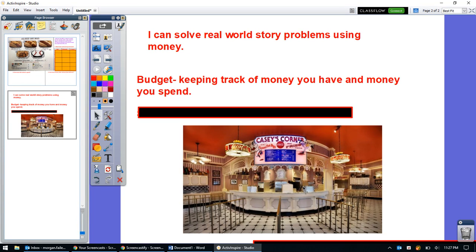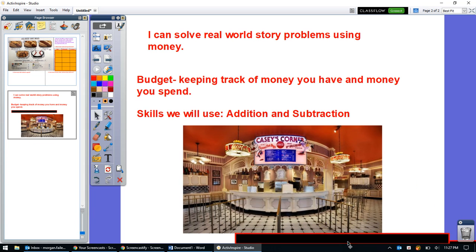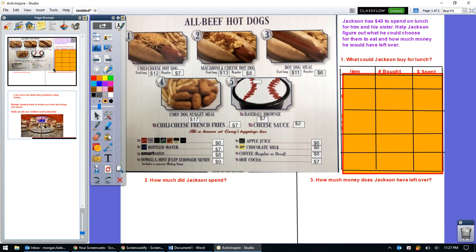In this problem, we're going to help Jackson buy lunch. In order to solve this, we are going to use addition and subtraction. So let's take a look. Here we have the menu at Casey's Corner. And the problem says Jackson has $40 to spend on lunch for him and his sister. Help Jackson figure out what he could choose for them to eat and how much money he would have left over.